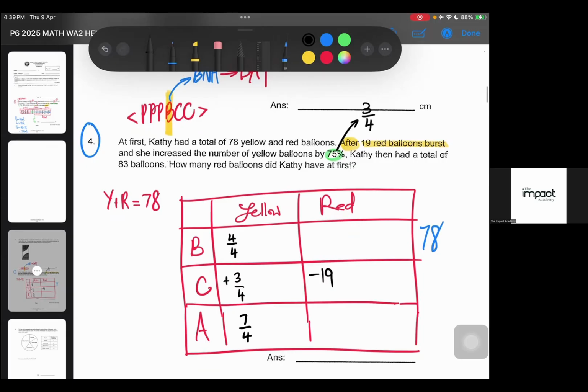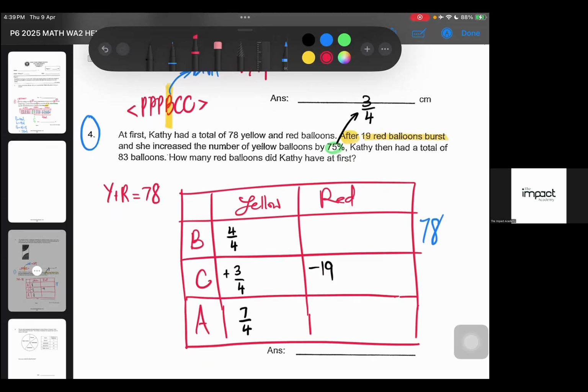Very good. Now, what I'm going to do is read the final part. They say Katie then had a total of how much? 83. So that means there's 83 over here. Am I making sense or not making sense? All right. So I'm going to ask myself, if I have 78 over here and 83 there, how much was added here? I don't know individually how many red and how many yellow, but I know the total that was added. Agree or disagree? All right, very good. So this is plus 5.